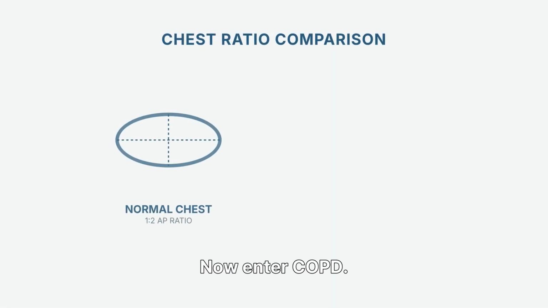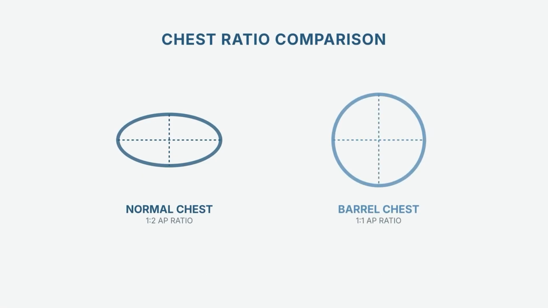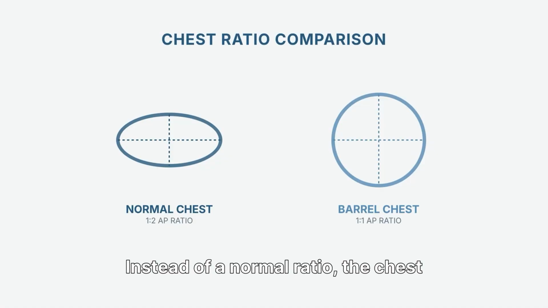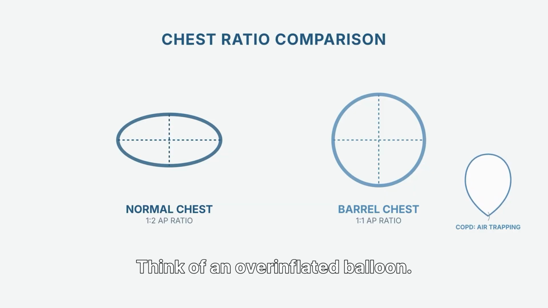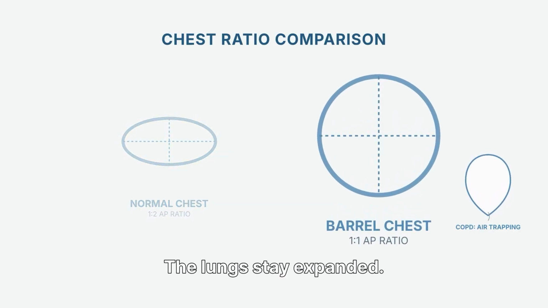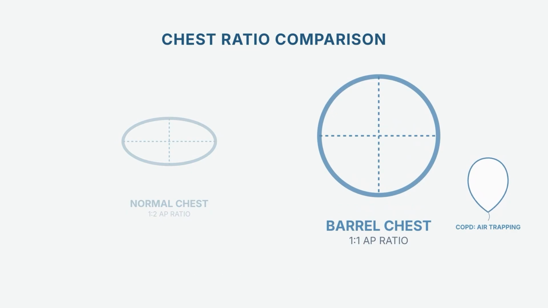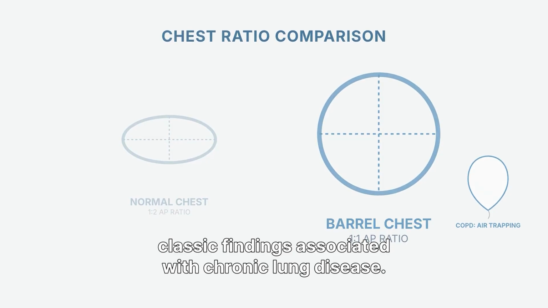Now enter COPD. Years of air trapping can cause something called barrel chest. Instead of a normal ratio, the chest starts looking closer to 1 to 1. Think of an overinflated balloon. Air gets trapped. The lungs stay expanded. The chest changes shape. And suddenly we have one of the classic findings associated with chronic lung disease.